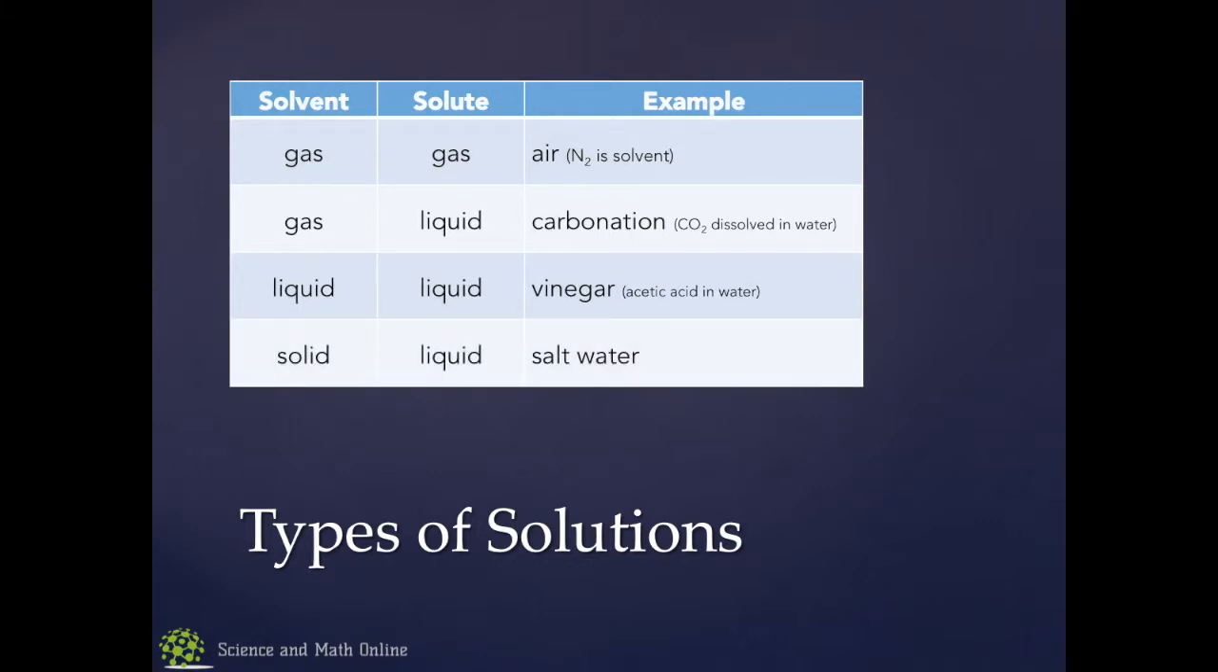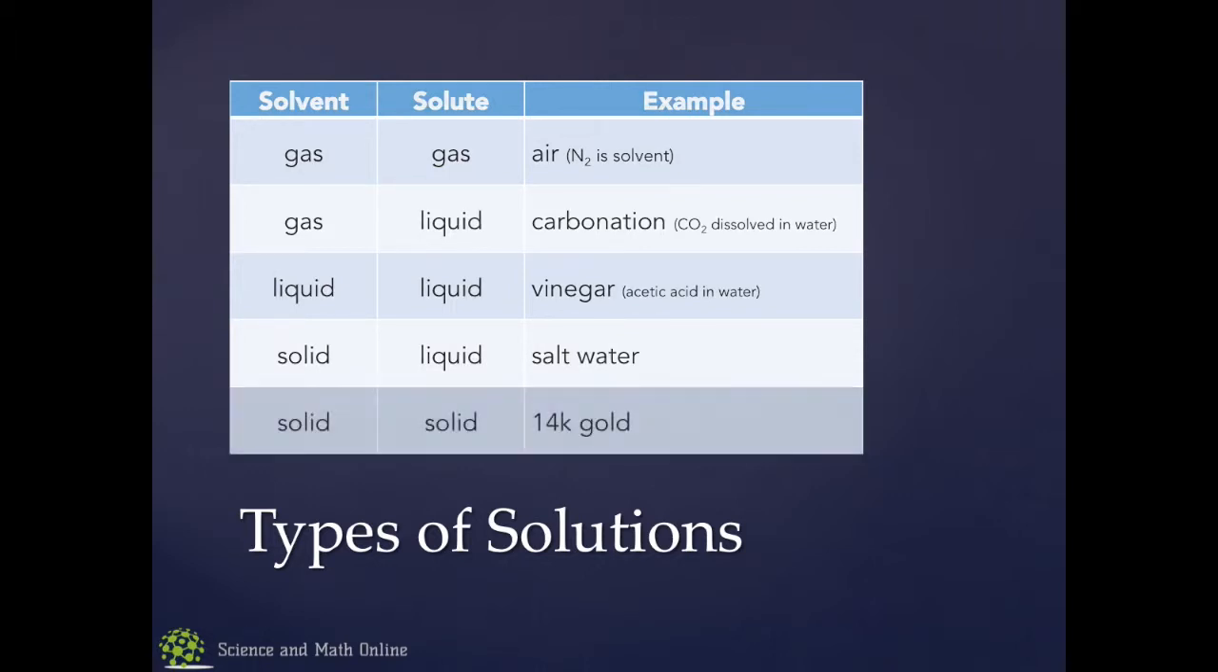Then we can have a solid in a liquid, salt water, sugar water, any of those solids that we dissolve in water. We can also have a solid in a solid. Look at 14 karat gold. It's a mixture of gold and silver. 24 karat gold is your pure gold.